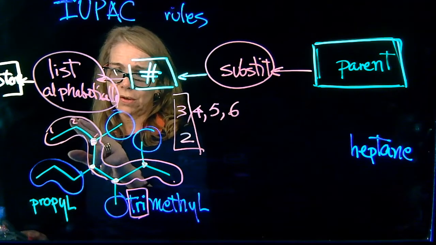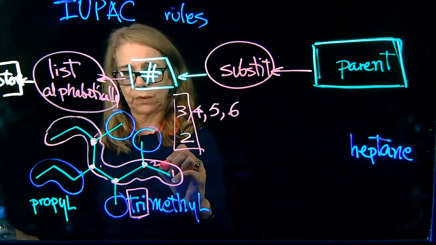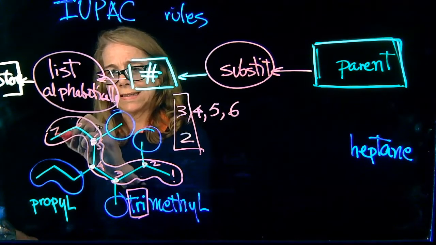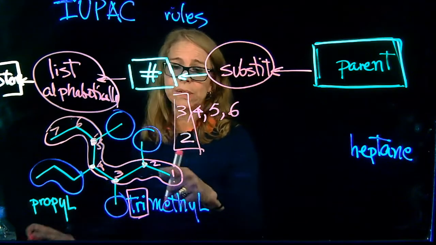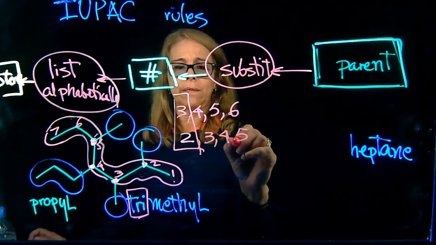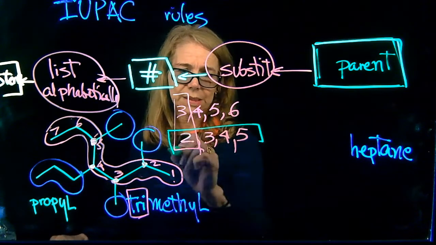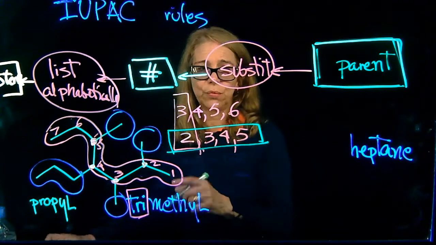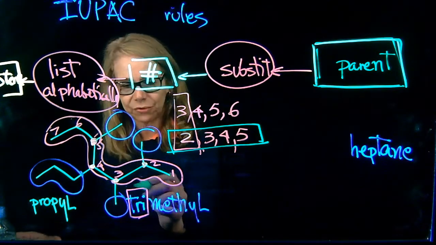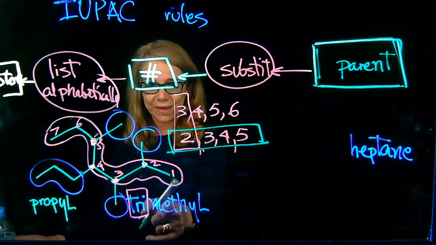So I'm going to erase those and write my new numbers. My new numbers are 1, 2, 3, 4, 5, 6, 7. And with the new set of numbers, I have substituents in 2, 3, 4, and 5. So this is the numbering that I need to choose because it assigns a smaller number to where the substituents are. Now I need to list alphabetically, and I will not take into account the tri here, just compare the M here and the P. So the M goes first.